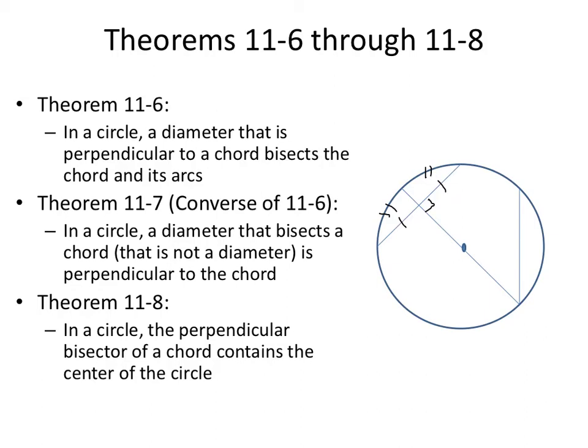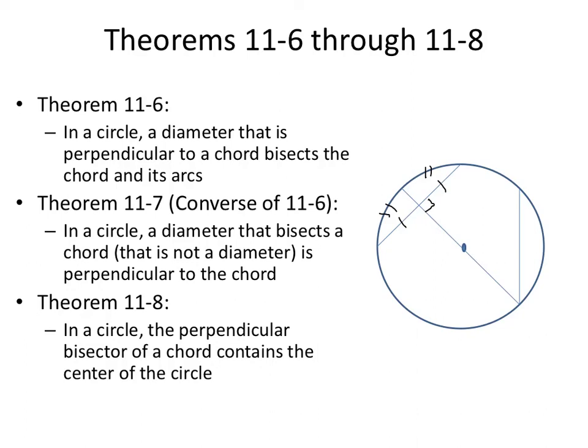Now let's talk about theorem 11-8. In a circle, the perpendicular bisector of a chord contains the center of the circle. This kind of falls in line with these other two theorems, because theorem 11-6 says the diameter that is perpendicular to a chord bisects it, right? And a diameter goes through the center of a circle. So in a circle, the perpendicular bisector of a chord contains the center of the circle.